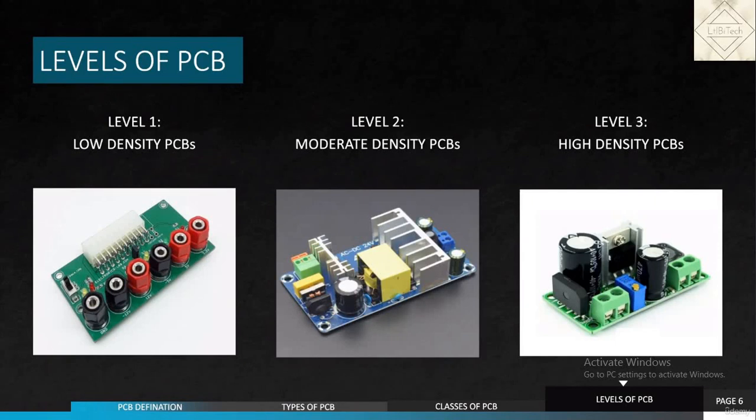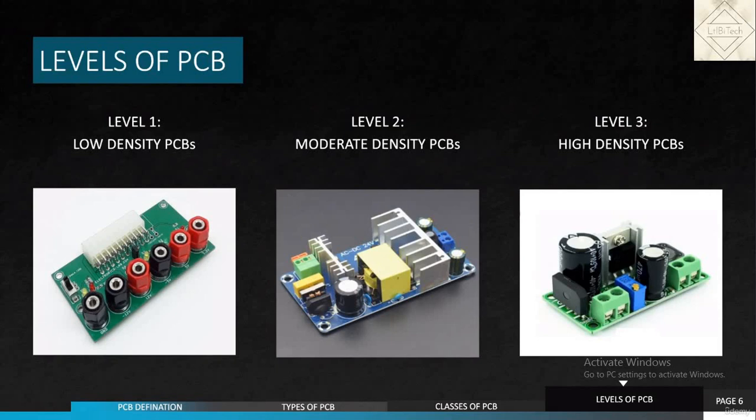If you compare with the high density PCB, moderate density PCB can be done way faster than the high density PCBs, but when you compare it with a low density PCB, it takes some more time.